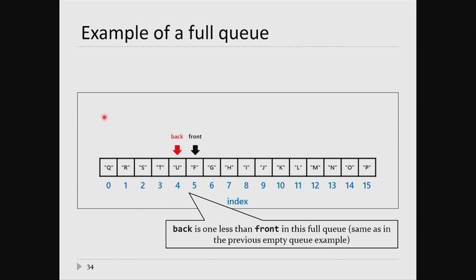Finally, if you enqueue 4 more elements, the queue is now full. So back is now 1 less than front, and the queue is full instead of being empty. So you can have back be exactly 1 less than front, and you don't know whether the queue is empty or if it's full. That's why we need to keep the size field around. The size field is the field that tells us how many elements are in the queue. Okay, any questions so far?